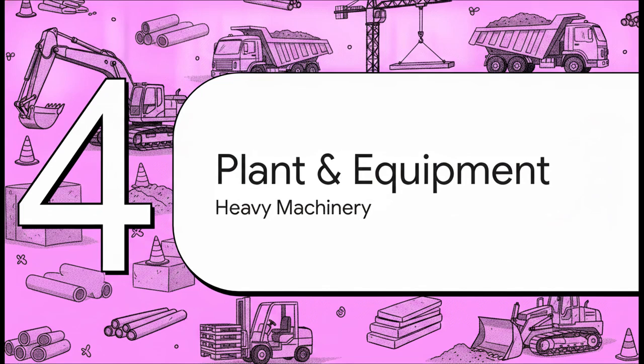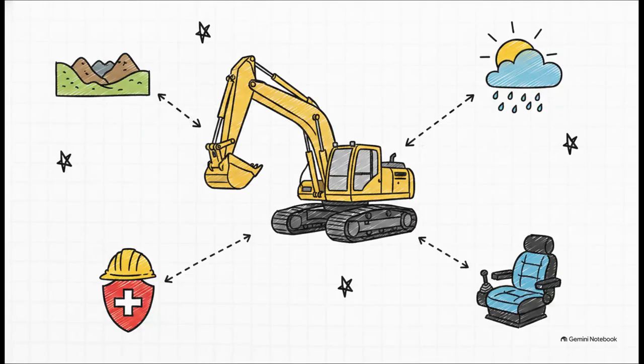Which brings us right to Section 4, plant and equipment management. Let's talk about the heavy machinery. When you're figuring out whether to hire or buy machinery, it's about way more than just the initial price tag. You have to look at site-specific constraints. What's the terrain like? What about the climate? You need to lock down work health and safety compliance, check the built-in environmental controls, and honestly, even consider the ergonomics, like, is the seat actually safe and comfortable for the operator?